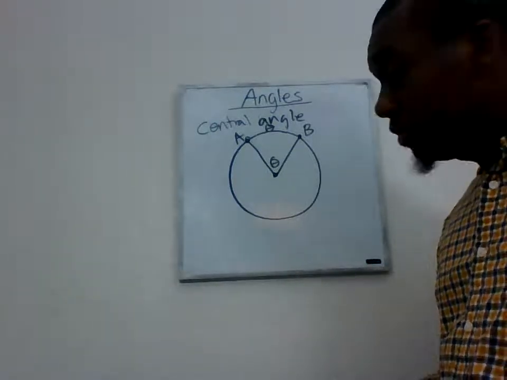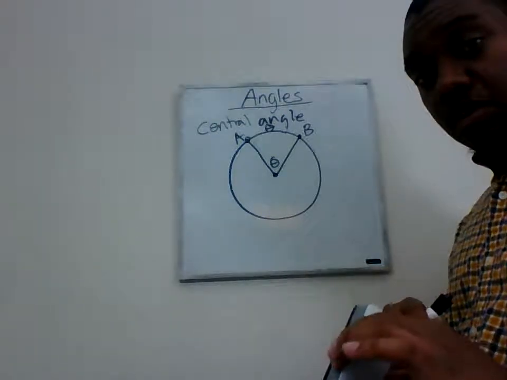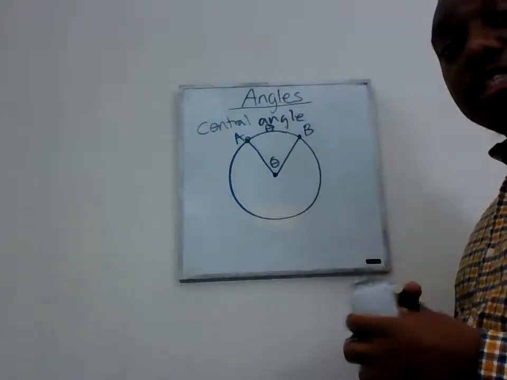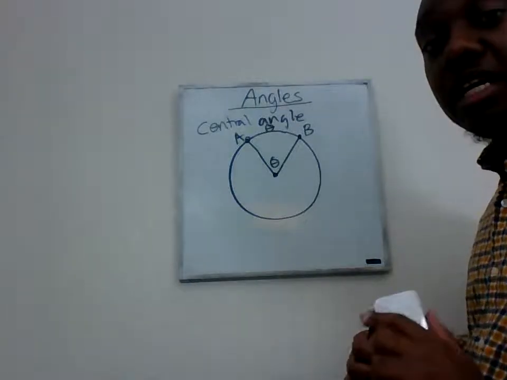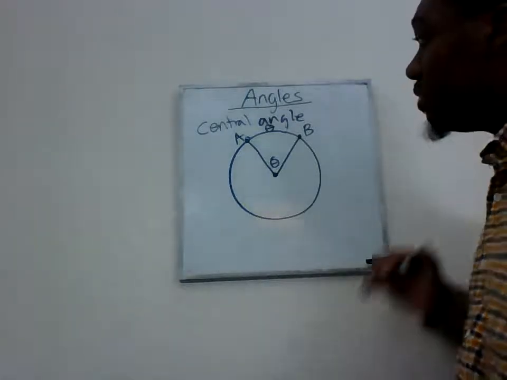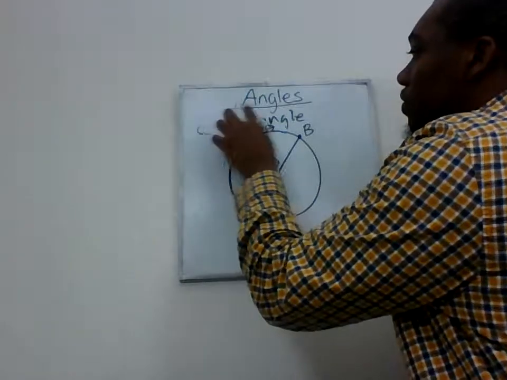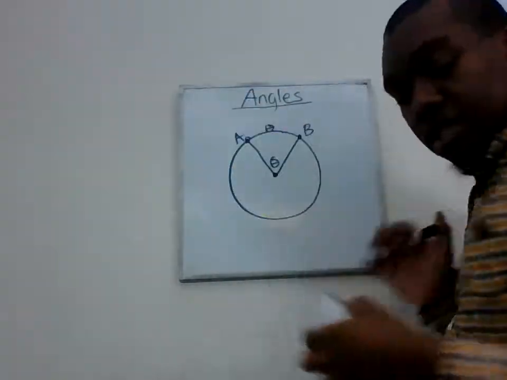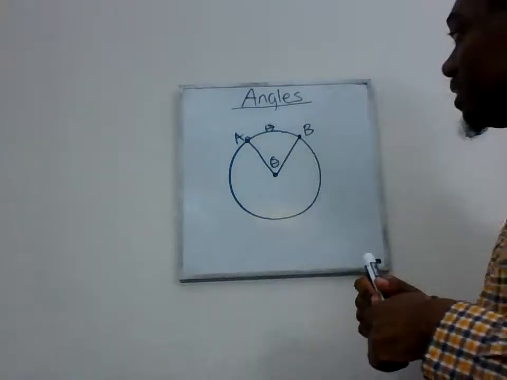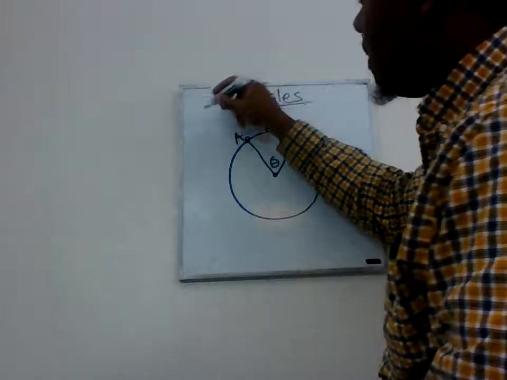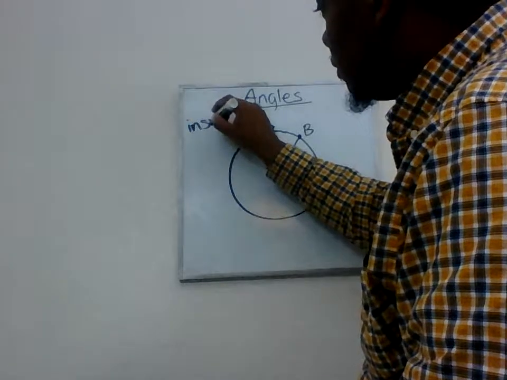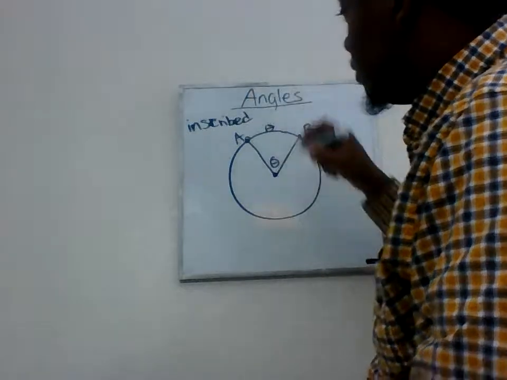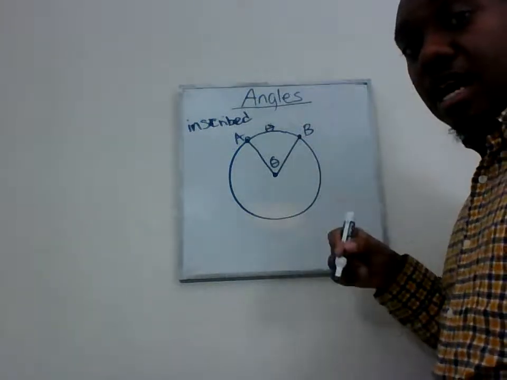All right. So let's look at the second one. What a central angle really is, honestly, is an inscribed angle. An inscribed angle is an angle inside of the circle. I'm going to show it to you looking at a central angle to kind of help define what it is. Okay, so an inscribed angle is an angle inside the circle.